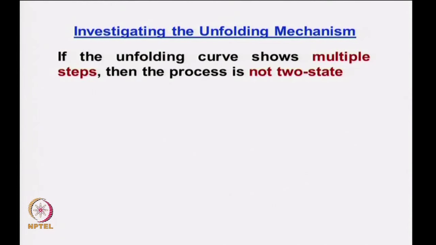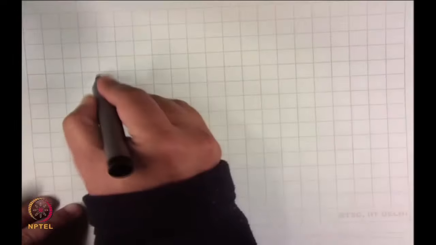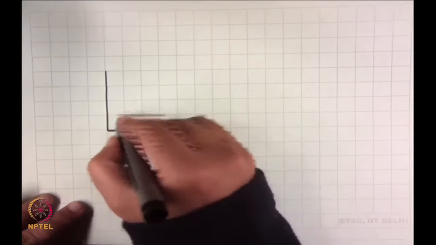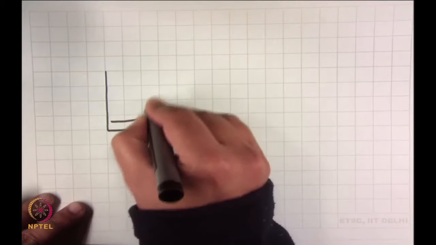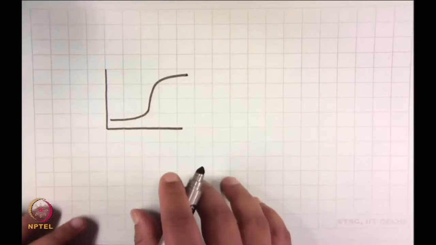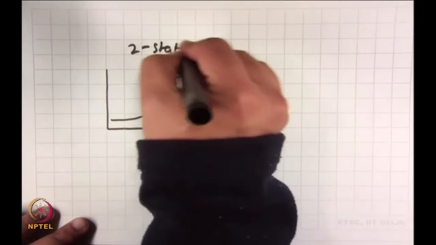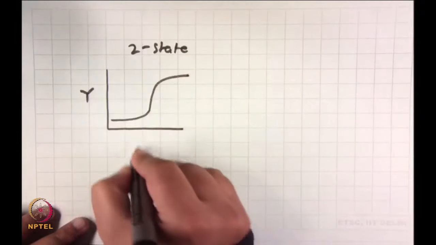If the unfolding curve shows multiple steps, then the process is not two state. Now, what do I mean by multiple steps? Remember, for something strictly two state, you see a transition which goes like this. This is a two state transition, this is y and this is t.